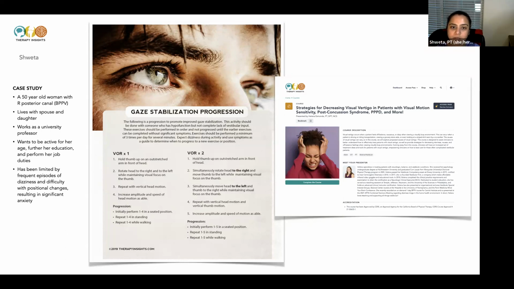And the VOR1 is basically trying to rotate their head in the horizontal plane and still fixating their gaze on the thumb or the pen or the object that they're holding out. And VOR2 is basically a progression of the VOR1. And here you want to not just do that in horizontal, but also in a vertical movement, where they're trying to move the object and the head together and see if they're able to maintain that position.